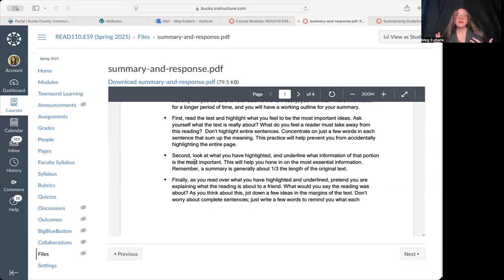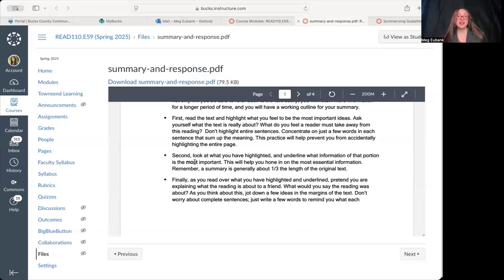A summary, the general rule is that it's about a third of the length of the original text. It really depends. I would pay attention to what your teacher says you should have. So think about, as you're writing your summary, if you were going to walk out of a movie that you just saw and your friend said, "Oh, you watched that movie? How was it? What was it about?" You're giving a really short version, right?